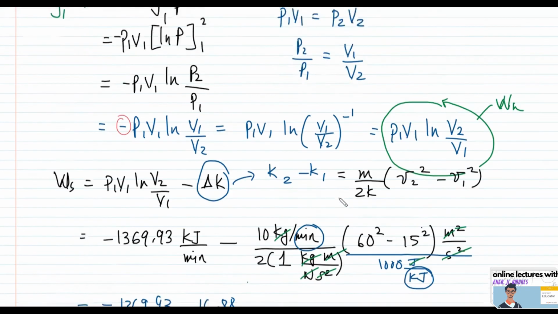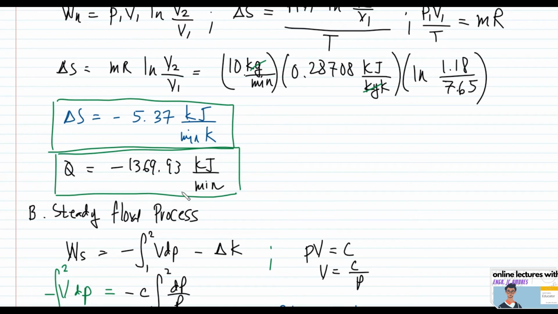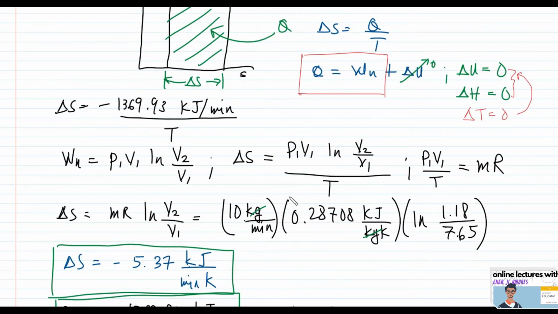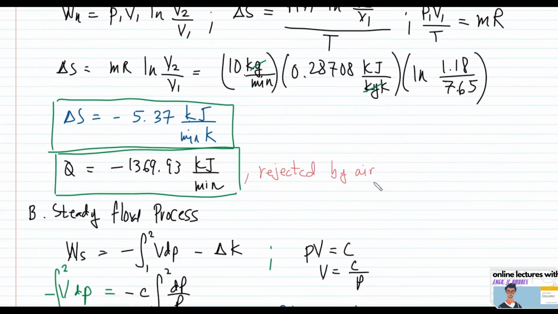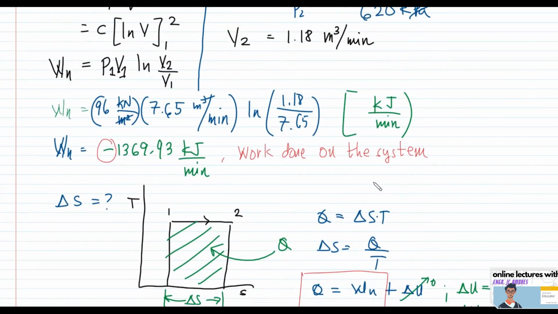Okay, so let's just write it also here. Your Q here is also rejected by air, and your W sub N is negative. Work done on the system. So let's go to our next problem.